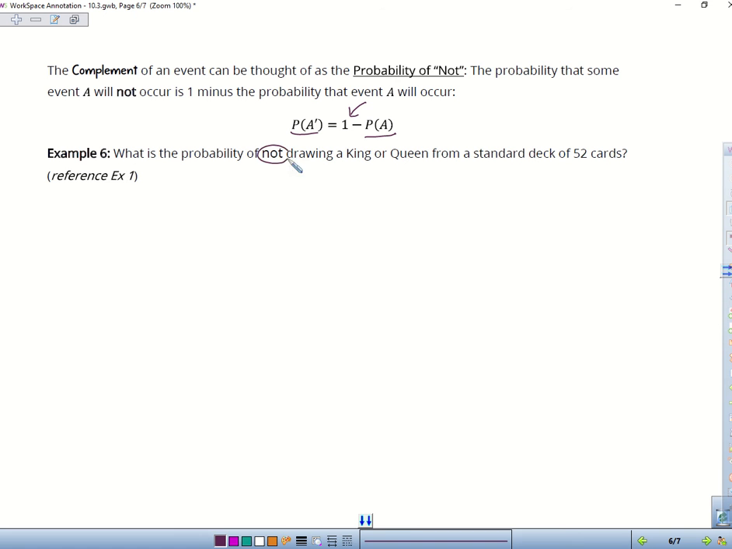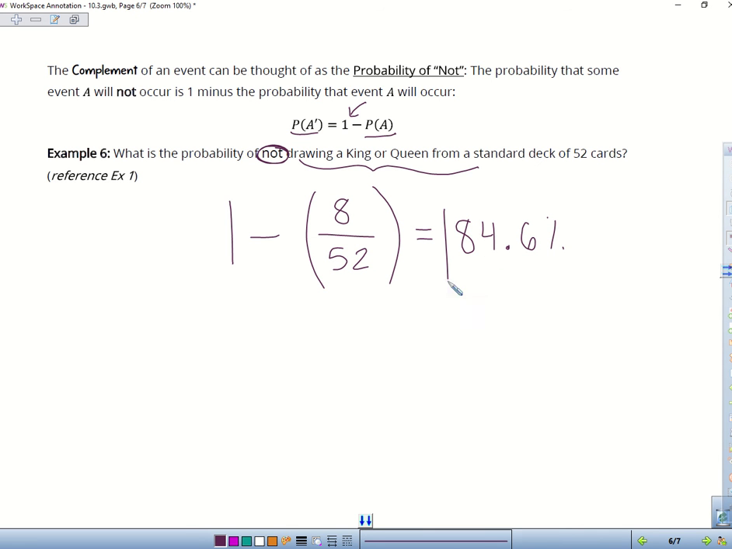So what is the probability of not drawing a king or queen from a standard deck of cards? Wouldn't it be easier to instead calculate 1 minus the thing happening, rather than all the probabilities of the other things? So didn't we already do the probability of drawing a king or queen? Yes. And we got it to be? 8 out of 52. Good. So 1 minus 8 out of 52. And if you do that as a percentage, you get 84.6.